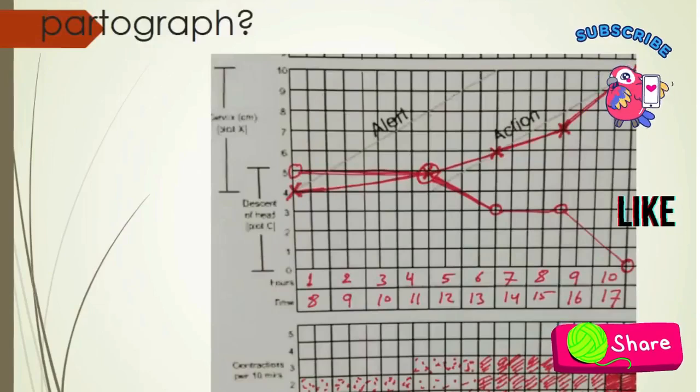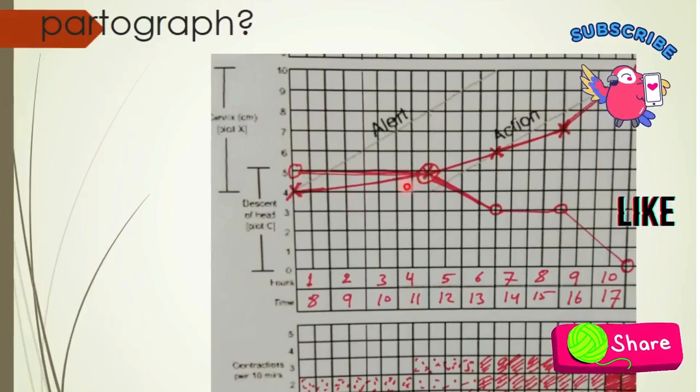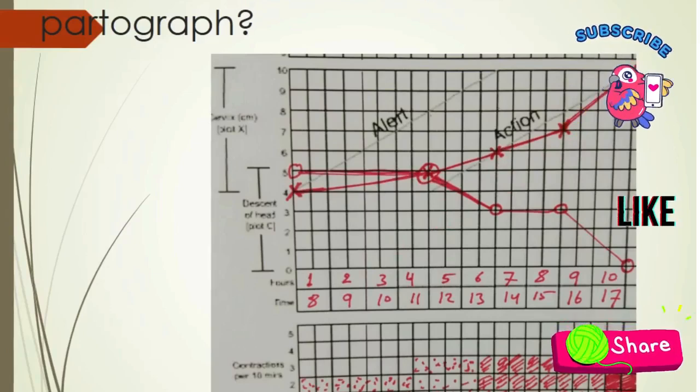Here, a question: what is the abnormality in this partograph? Initially, on admission, 4 cm dilated cervix, 5/5 palpable fetal head. After 4 hours, the cervix became 5 cm. So this is an abnormal progress. After 2 hours, it became 6 cm. Another 2 hours, 6 cm, and then became fully dilated. So here, the abnormality in this partograph is a primary dysfunctional labor.